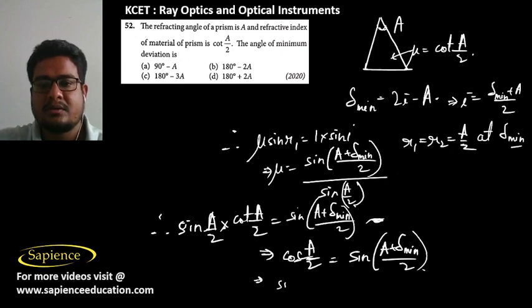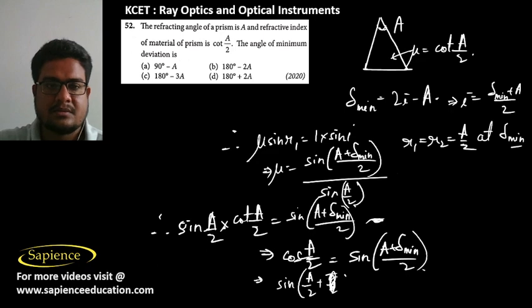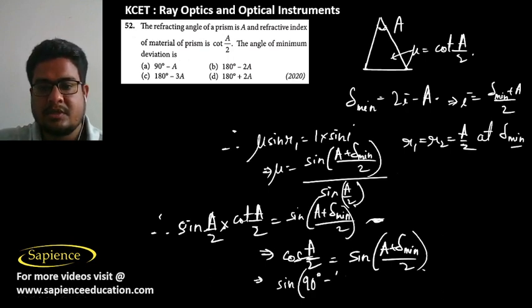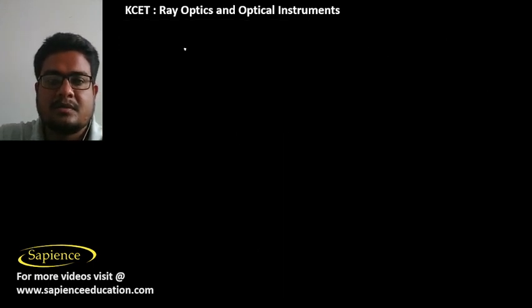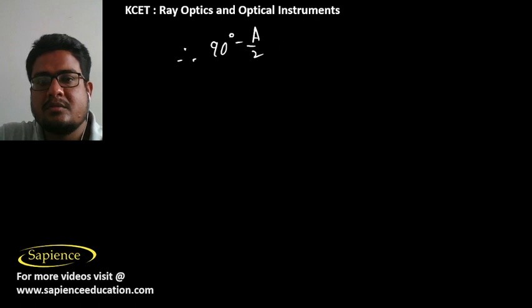And cos A by 2 I can write as sine of 90 degree minus A by 2, since sine 90 minus theta is cos theta. So sine of 90 degree minus A by 2 is equal to sine of A plus delta minimum by 2. Therefore the angles will be the same. Therefore I can say 90 degree minus A by 2 will be equal to A plus delta minimum by 2.